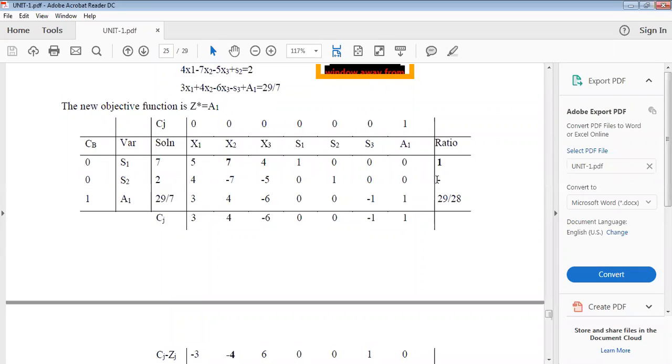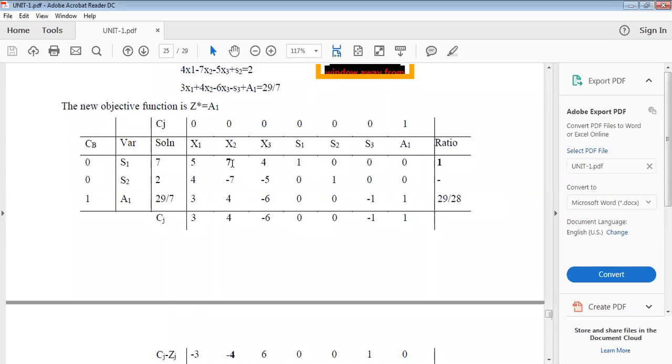2 by minus 7, ratio does not exist. 29 by 7 by 4, so 29 by 28. Finally, 1 is the least ratio. You mark a horizontal arrow here, so this is the entering row. This is the entering row, this is the entering column. So automatically you will find out this particular element, the key element.